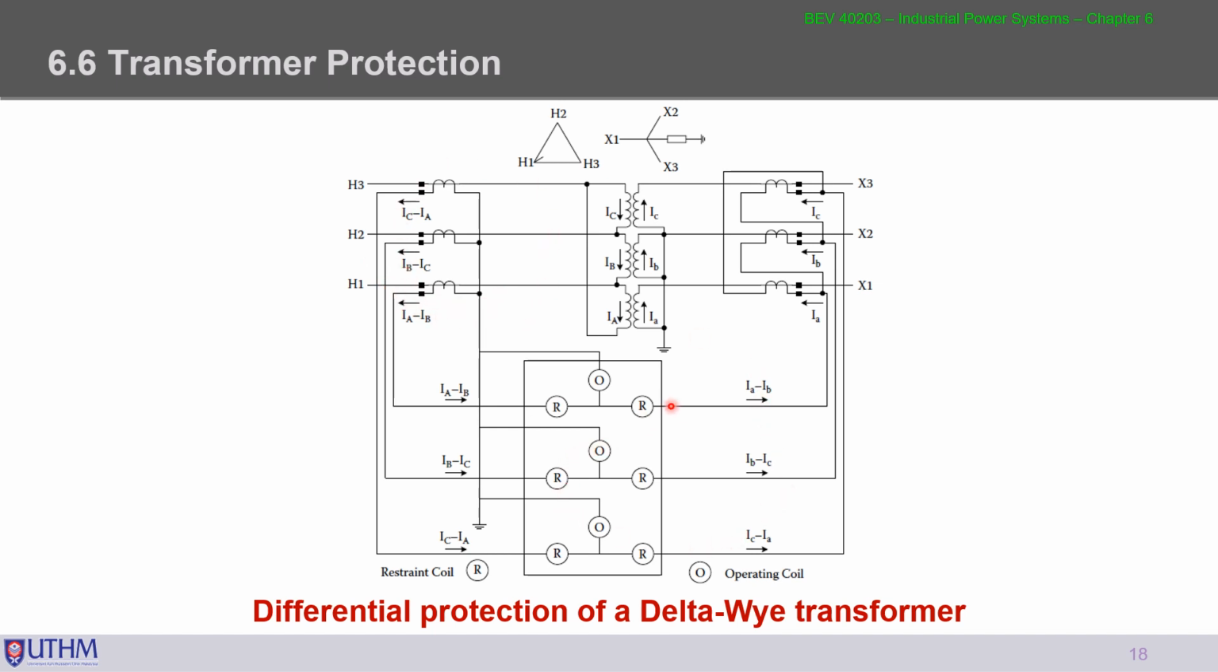Then we see here the relay, which is represented as R and O. R represents the restraint coil, and O represents the operating coil. The O is connected to the common here, and R is connected to the line of the current transformer. So this is the operation of the relay for differential protection of a delta-Y transformer.